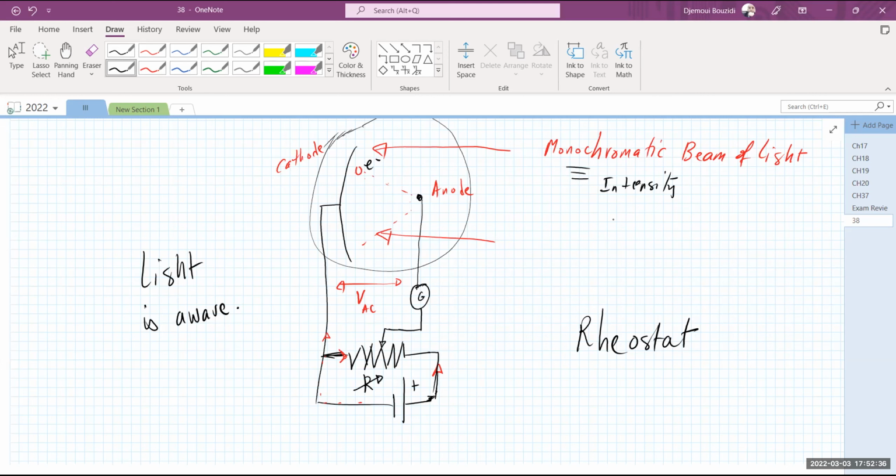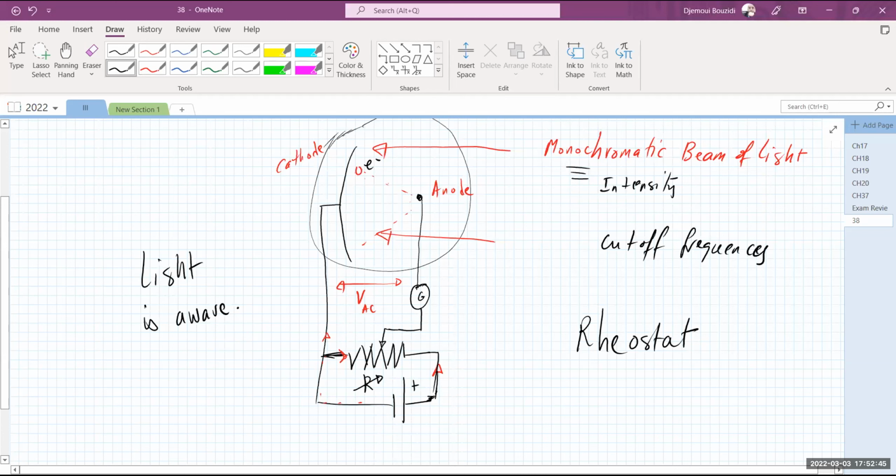What is observed, first of all, there is a cutoff frequency below which the galvanometer reads no current. There is no current going through that at all. So you need a minimum frequency so that you can see this phenomenon. You can see that reading. Below that, there is no reading, okay?